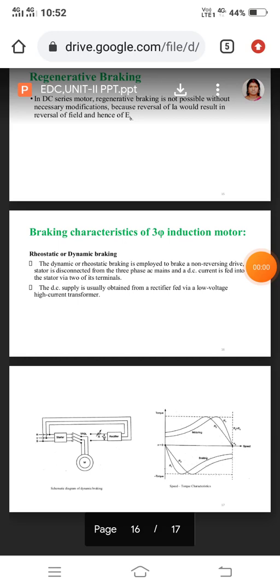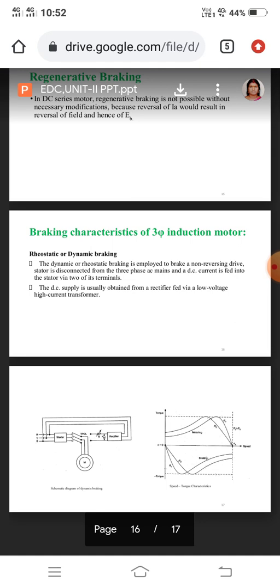We have to see the braking characteristics of a three-phase induction motor. In this braking characteristics, we have three classifications: one is rheostatic or dynamic braking, regenerative braking, and plugging. So these are all braking systems used in the characteristics of an induction motor. So we need to know about the characteristics of the induction motor.